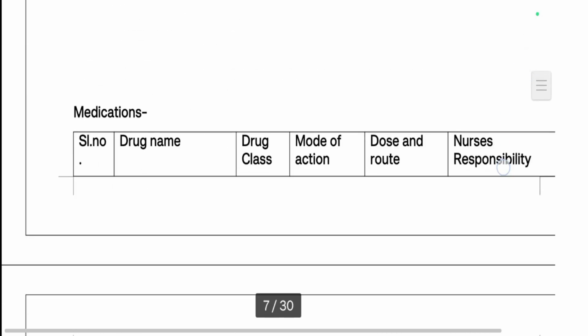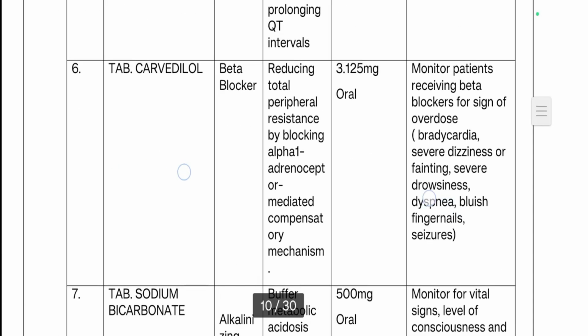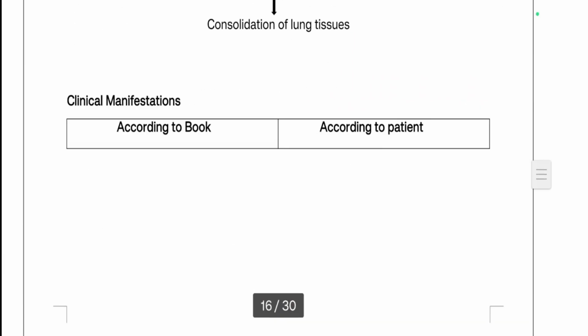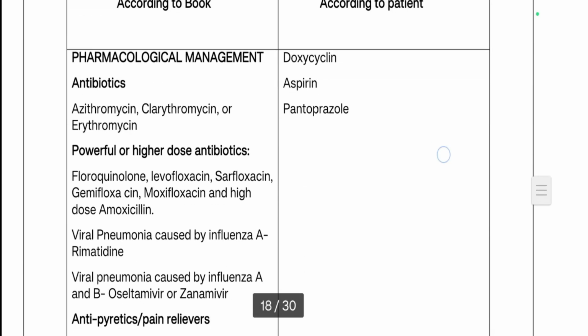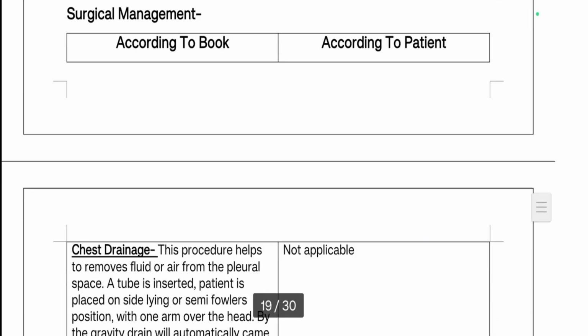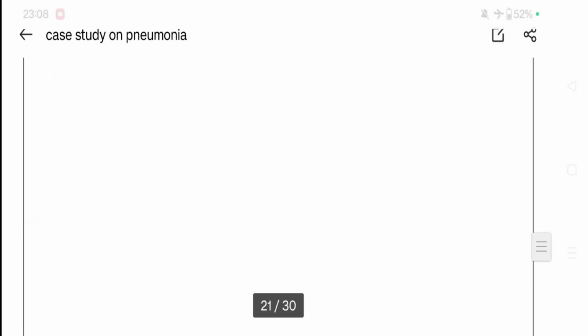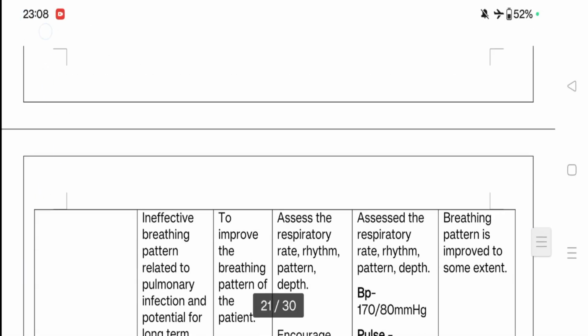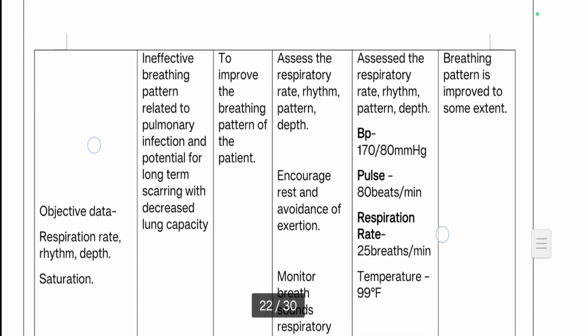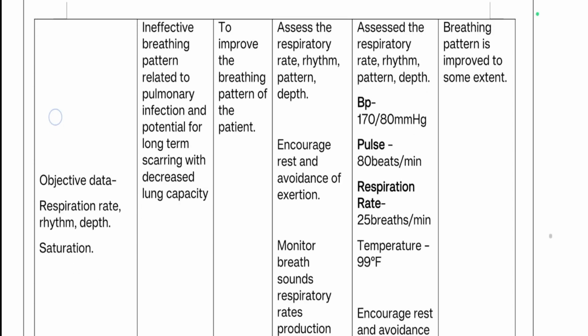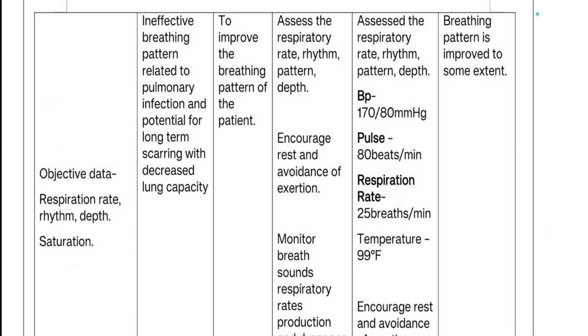So next, coming to the point, that is the nursing management. The nursing care plan should be based on the patient's problem. So the patient has fever, the patient has shortness of breath, so we can write ineffective breathing pattern. The first diagnosis can be ineffective breathing pattern related to pneumonia, pulmonary infection, and potential for long term scarring with a decreased lung capacity. The subjective can be that the patient says, I can't breathe properly. Okay, I have difficulty in breathing.